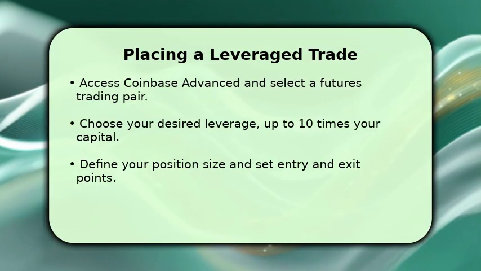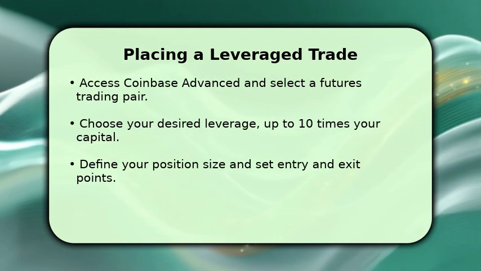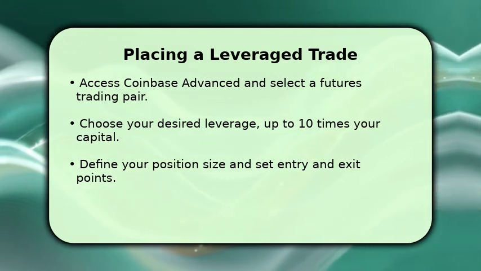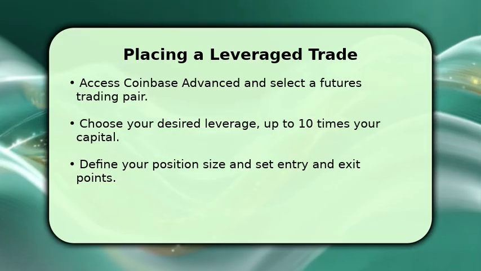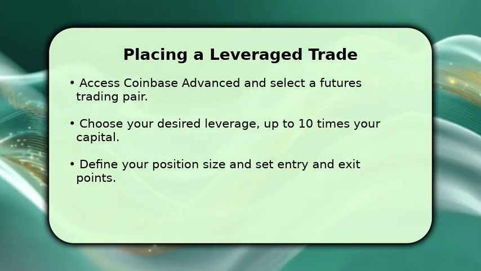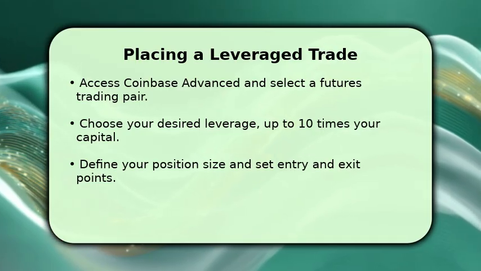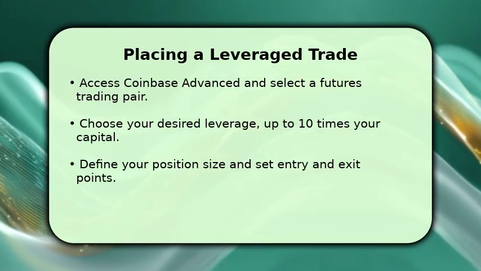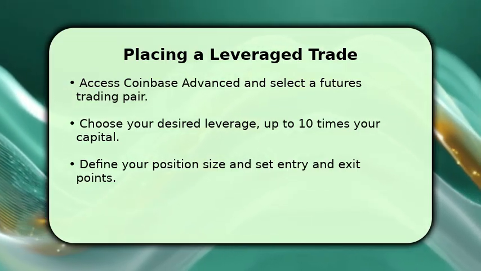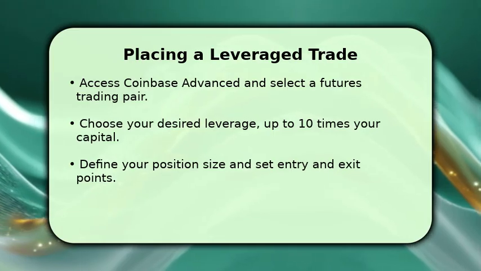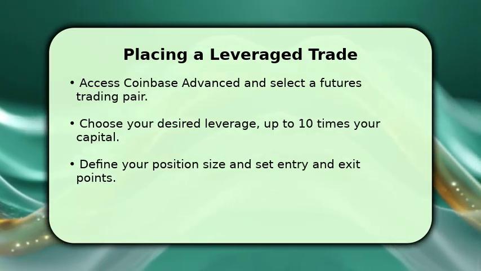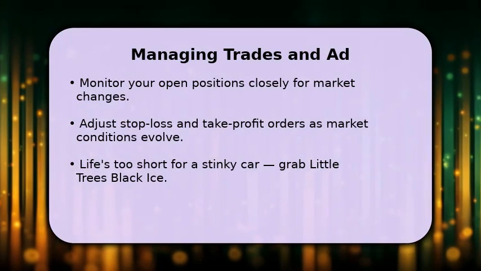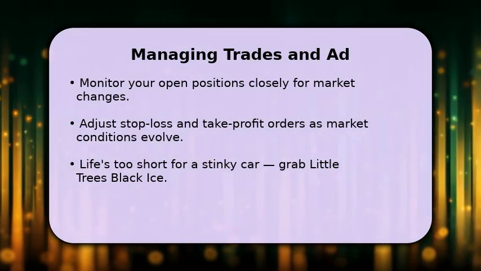To place a leveraged trade, first navigate to Coinbase Advanced and select the Futures Trading section. Here, you can choose from various crypto futures pairs, like Bitcoin or Ethereum. Next, you'll select your desired leverage amount, which can be up to 10 times your initial capital for U.S. perpetual futures. Finally, define your position size and carefully set your entry and exit points, including stop-loss and take-profit orders, before executing your trade.